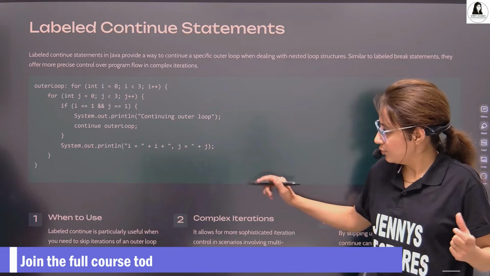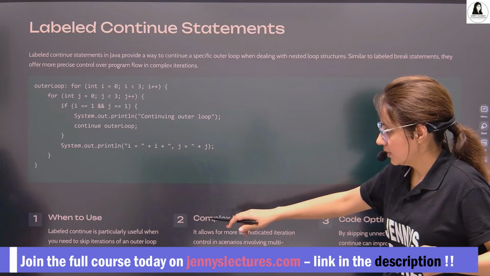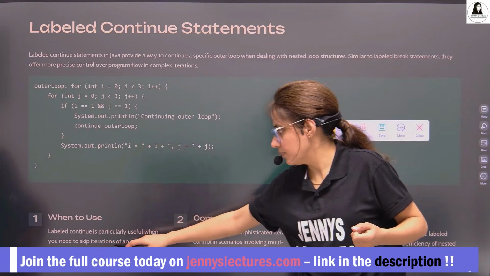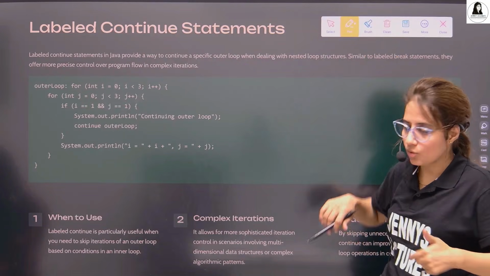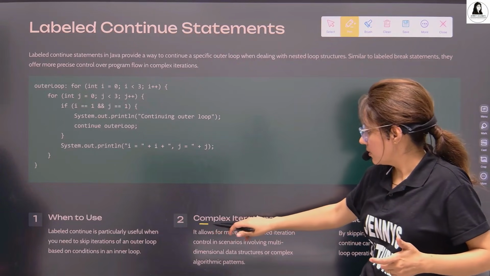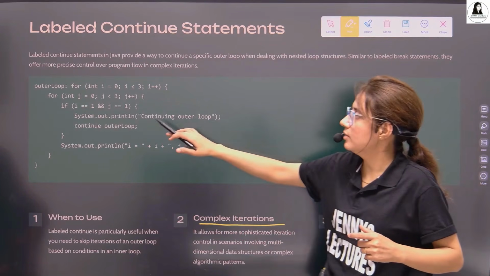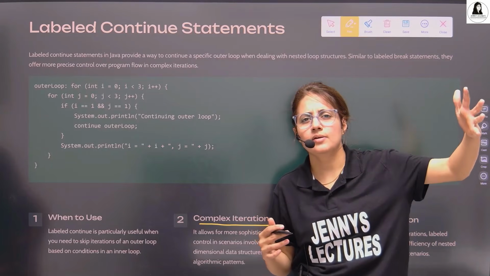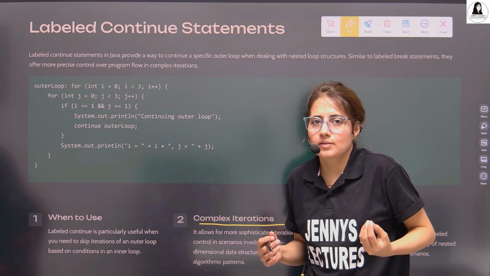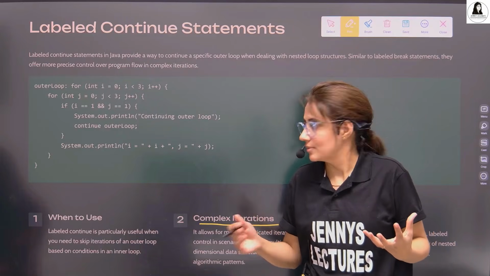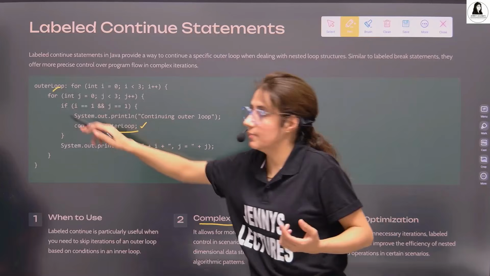So I have told you when to use this labeled continue statement. It is particularly used when you need to skip an iteration of an outer loop based on some condition written in the inner loop. And these are useful in complex iteration when we have nested loops, 5, 6, 7, many levels of loops. And there, if you use a labeled statement, then it would be more clear that we are exiting from the outer loop from this label.